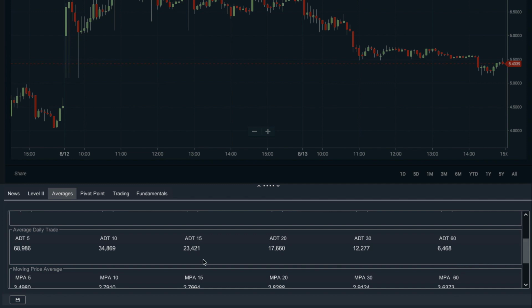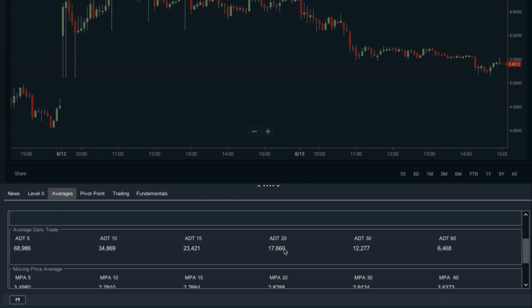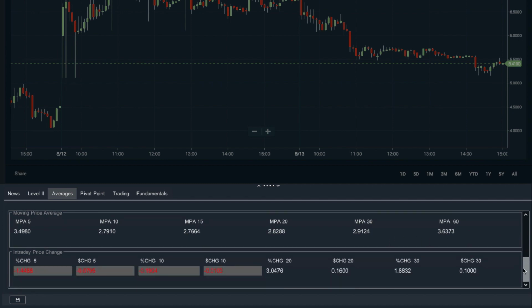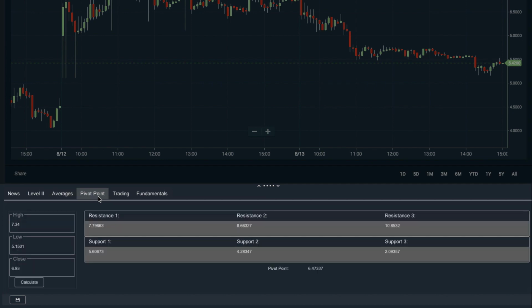For example, if we see that the average daily trades over 20 days is about 18,000 trades, and we look and see that today has about 45,000 trades, it's clear that this stock is definitely more liquid today than it has been on other days. We can also get a quick snapshot of the different moving averages and the different price changes over a period of time. To the right of the averages tab, we have the pivot point window, and this will basically show you the different support and resistance levels that the stock may encounter as it moves either upwards or downwards. And this is just convenient for seeing key price levels before you analyze a chart.